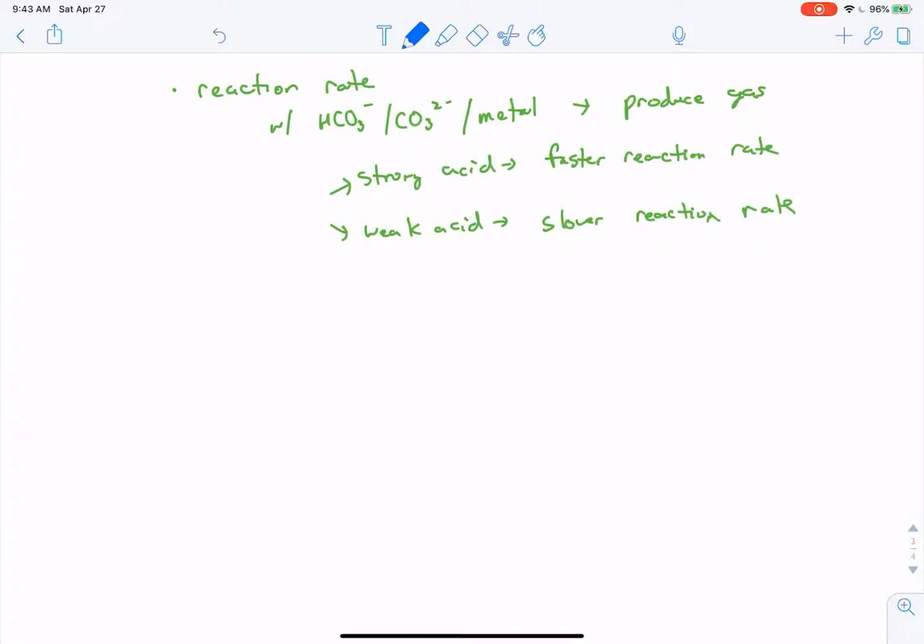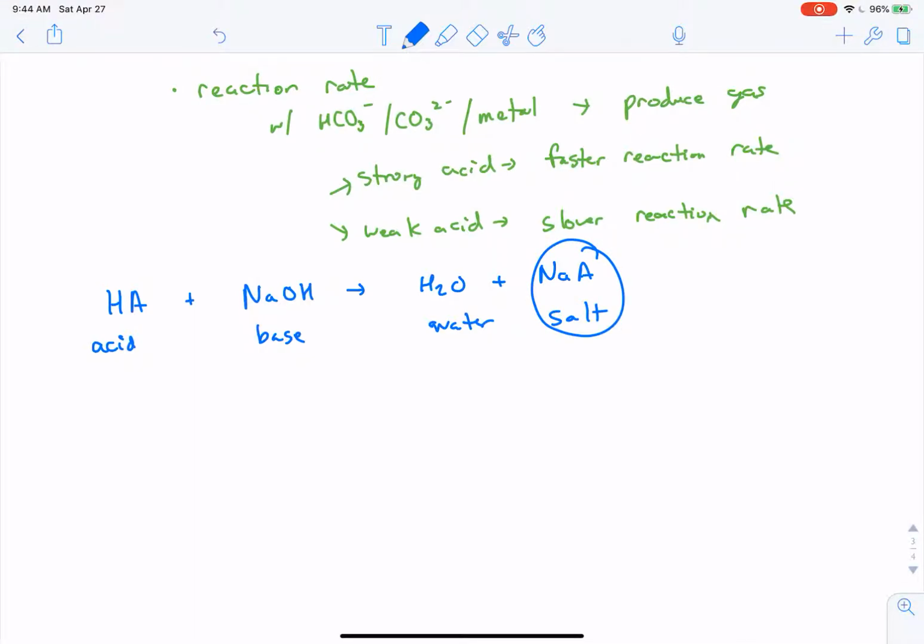The last reaction that we really focus on, I can't really write a generic one here, that doesn't really work out, is an acid plus a base yields water and a salt. And the salt is a combination of ions from the acid and the base that aren't the H and the OH. So you should be able to identify what acid and what base the salt came from.